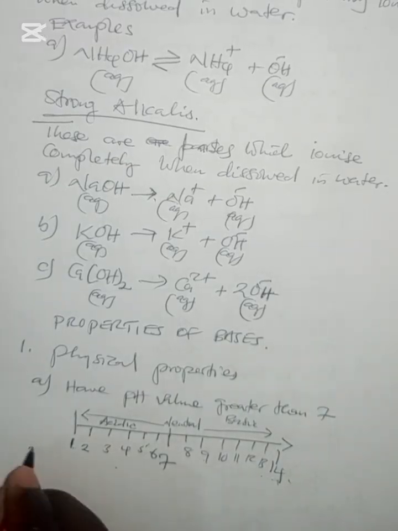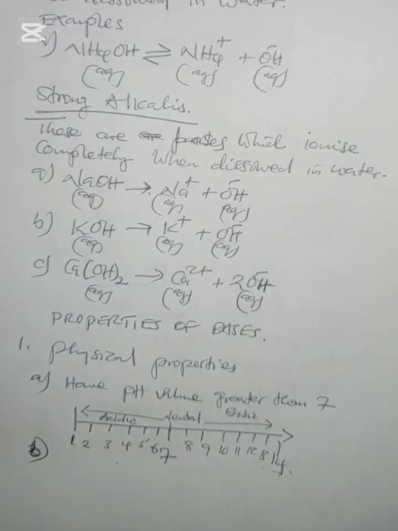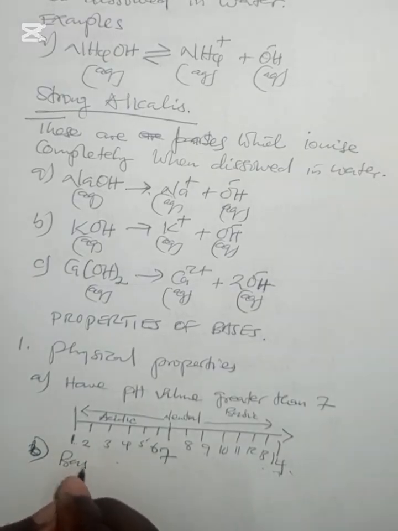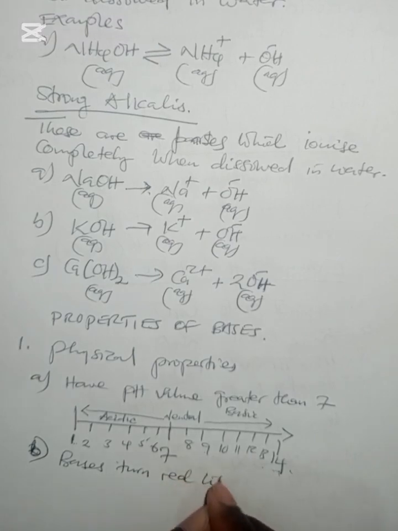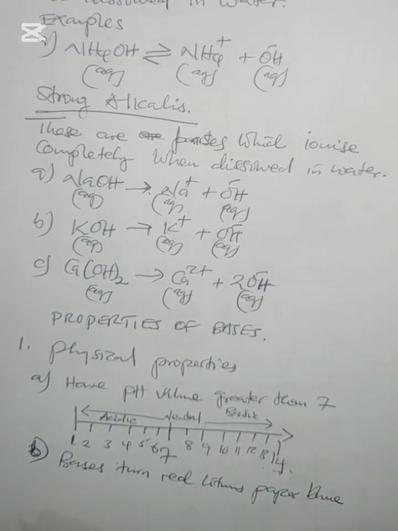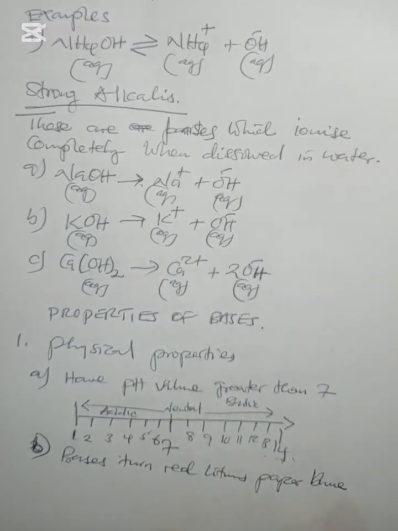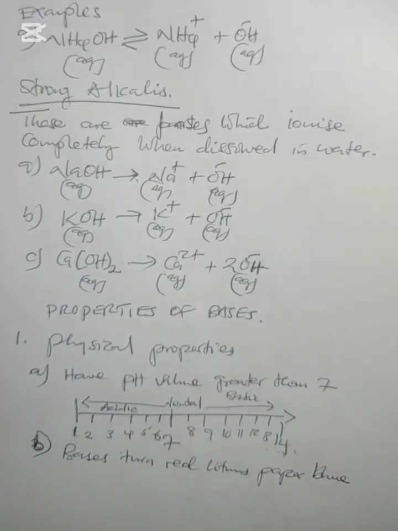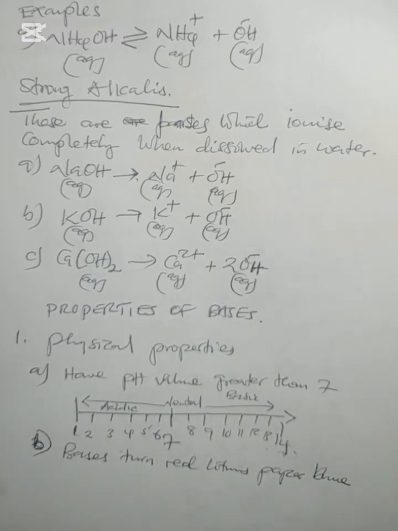So that's number 1. Then number 2, which is B, we need to also understand that bases turn red litmus paper blue. So if you get red litmus paper and you dip it into a substance that has some basic properties, that substance will turn the red litmus paper blue.